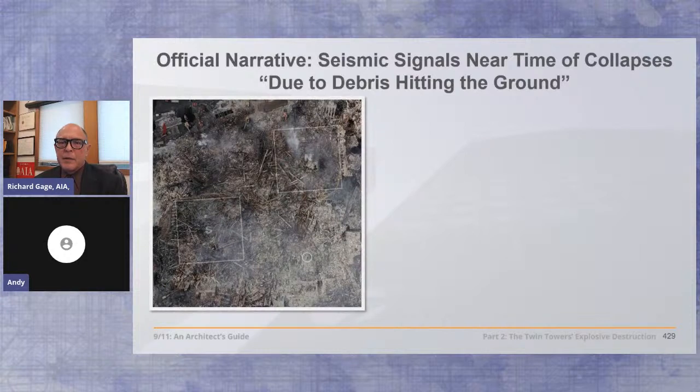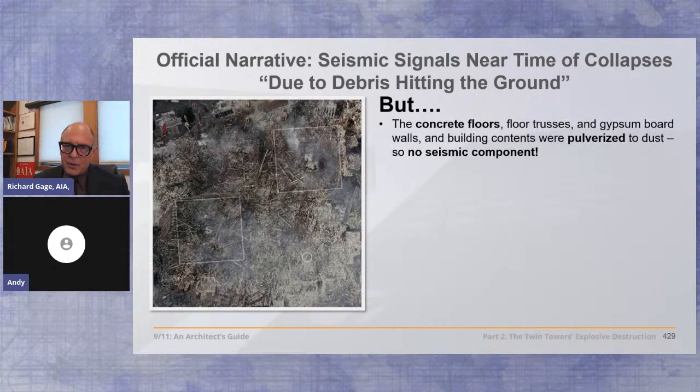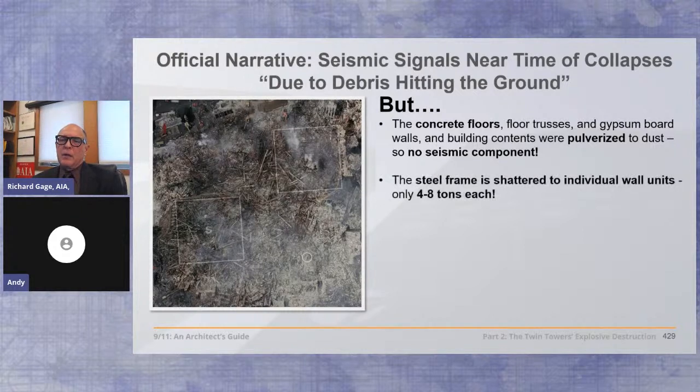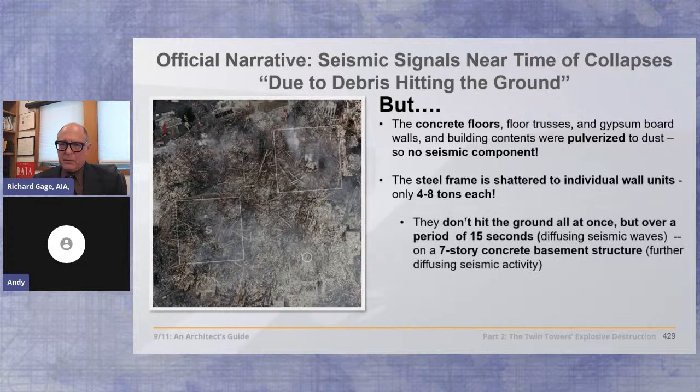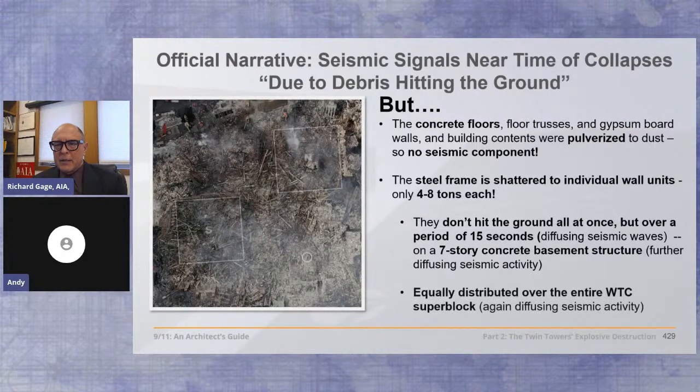The official narrative says it's due to the debris hitting the ground, but wait a minute, the debris doesn't even hit the ground. The concrete floor is turned to powder. You saw that. The steel peppered the top of a 7-story concrete basement structure. So it was isolated from the ground, and peppering over 15 seconds and even well beyond the boundary of the World Trade Center complex itself, up to 600 feet outside each tower. So this is not contributing a seismic component.